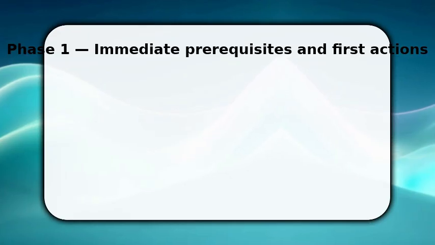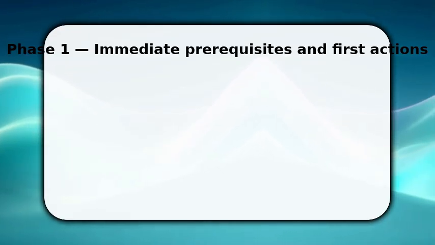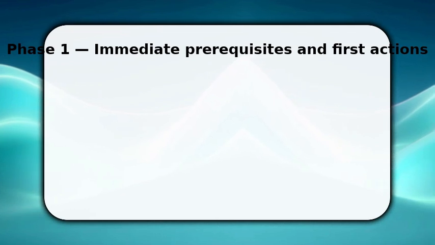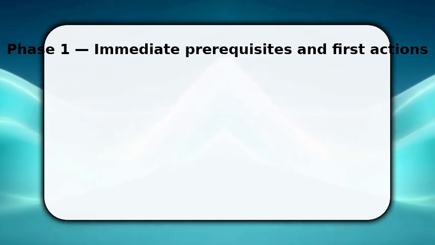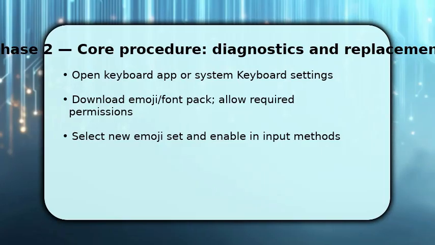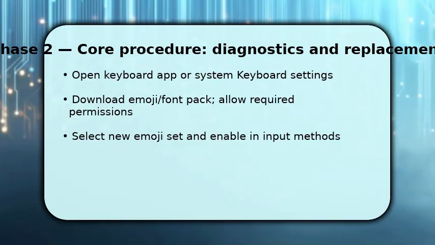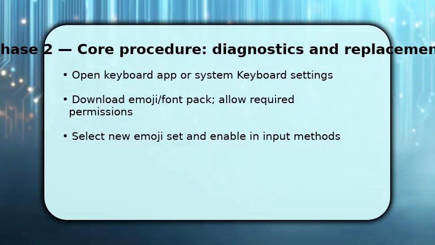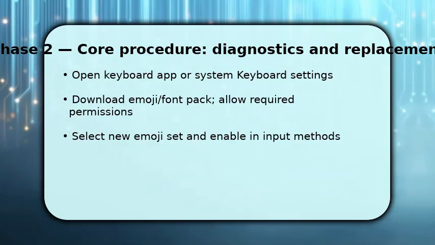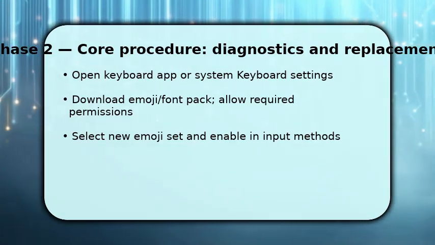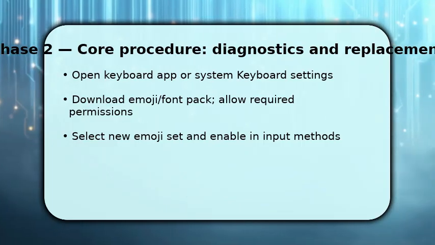Now open Settings, go to Keyboard or System Updates, and tap to search for new emoji packs or font/keyboard updates. You continue by locating the keyboard or input method app that handles emoji. If you use a third-party keyboard, open its app. If you rely on System Keyboard, go to Keyboard Settings. Download the emoji or font pack.